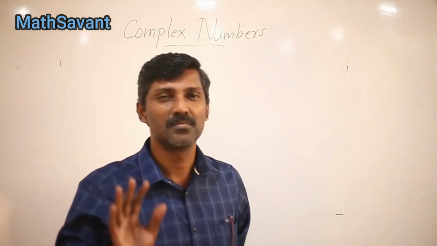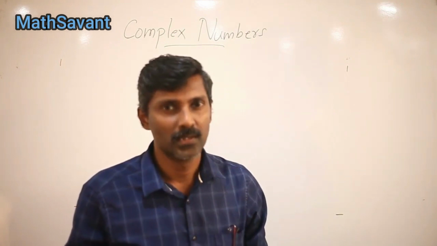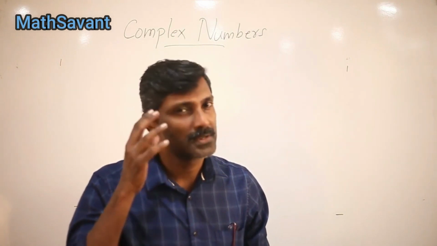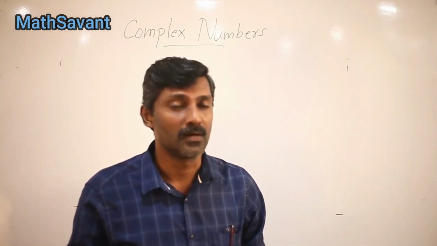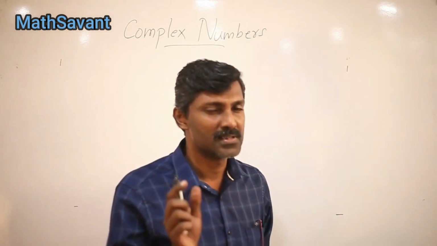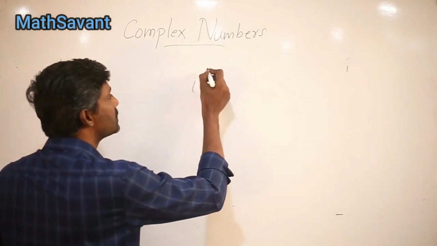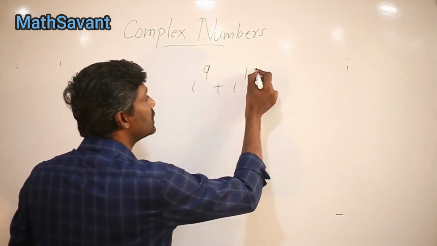Okay, so we have another simple problem for you. We have gone through lots of topics in complex numbers, but this is a very simple problem. It's easier to solve. Just try to recall the powers of i that you have learned. Okay, it's a very simple problem using the powers of i. So this is i raised to 9 plus i raised to 19.